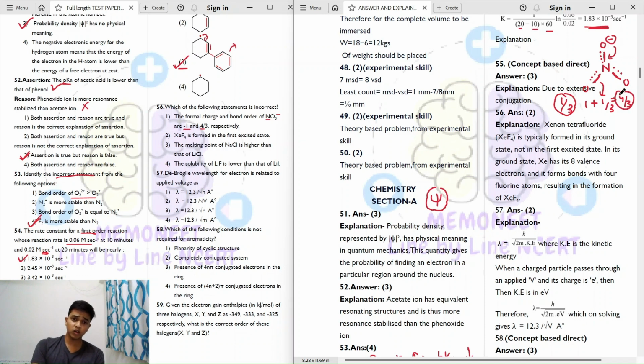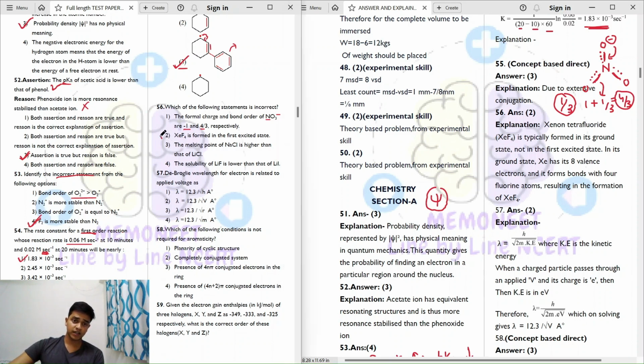Okay. Moving on to the next statement, it says XeF4 is formed in the first excited state. So this is an incorrect statement because XeF4 is typically formed in its ground state, not in the excited state. So what happens is when xenon is in its ground state, it has 8 valence electrons, right? And it forms bonds with 4 fluorine atoms. So XeF4 is formed. Okay. So XeF4 is not formed in the first excited state. The correct answer will be option 2. Sorry, it's the incorrect statement. So that will be the correct answer, option 2.